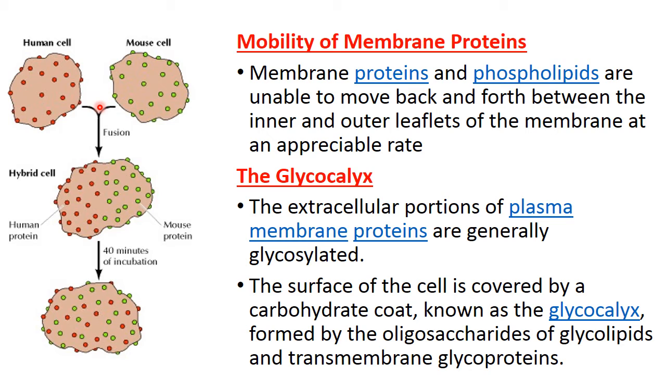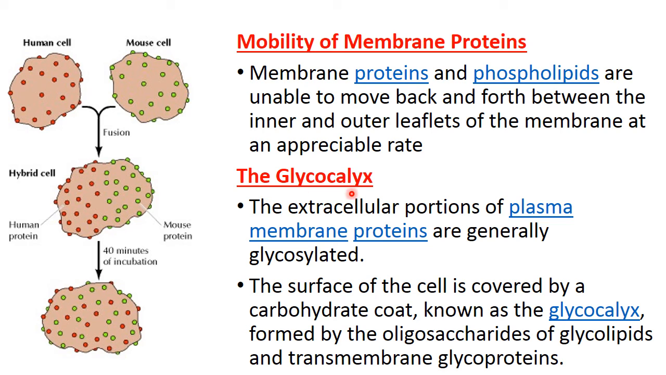After incubation at 37 degrees Celsius, the human and mouse cells form a hybrid cell, and the proteins are partitioned in that hybrid cell. Half of the cell is filled by human protein, and half by mouse protein. After an incubation period of 40 minutes, both the human and mouse protein molecules are intermixed. So it was concluded that membrane proteins can move freely in the plasma membrane.